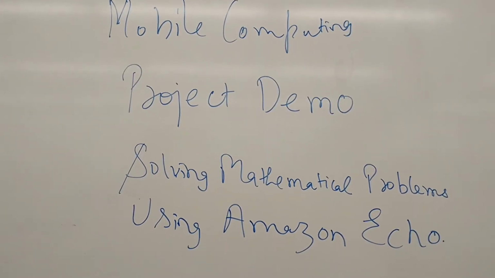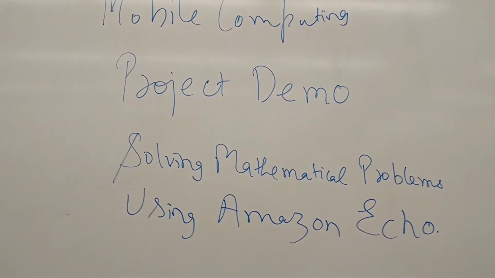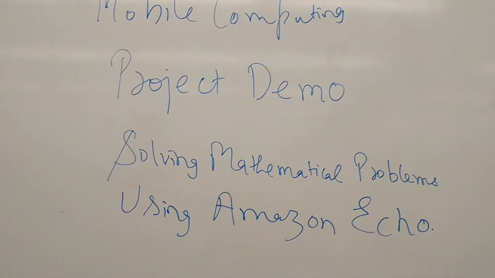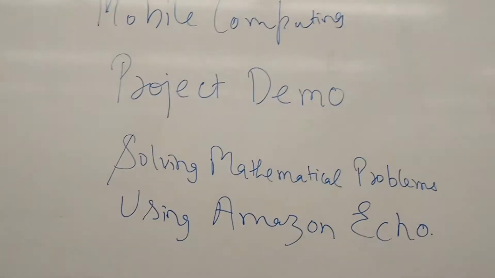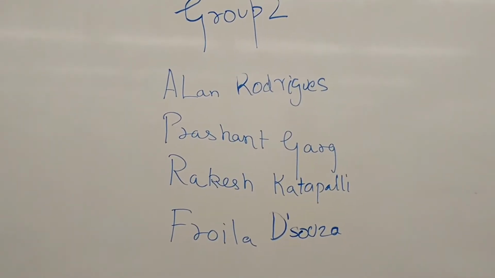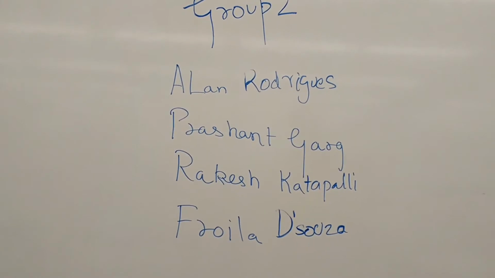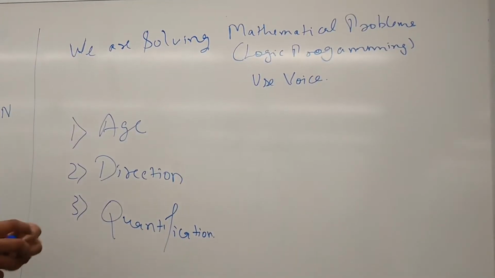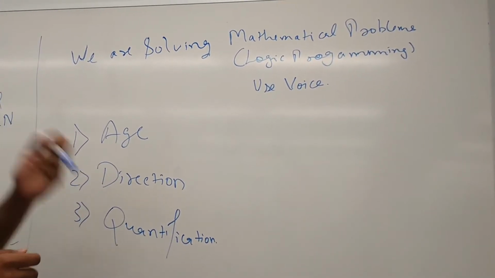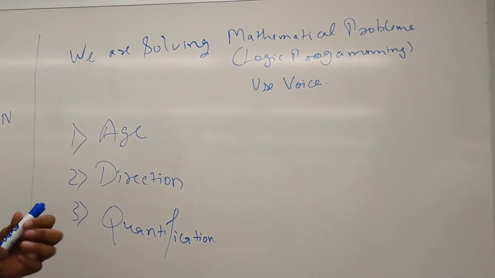So this is our mobile computing project demo, and the name of our project is Solving Mathematical Problems Using Amazon Echo. Our team members are Alan, Prashant, Rakesh and Froila. Over here we are solving logical programming, mainly mathematical problems using voice.